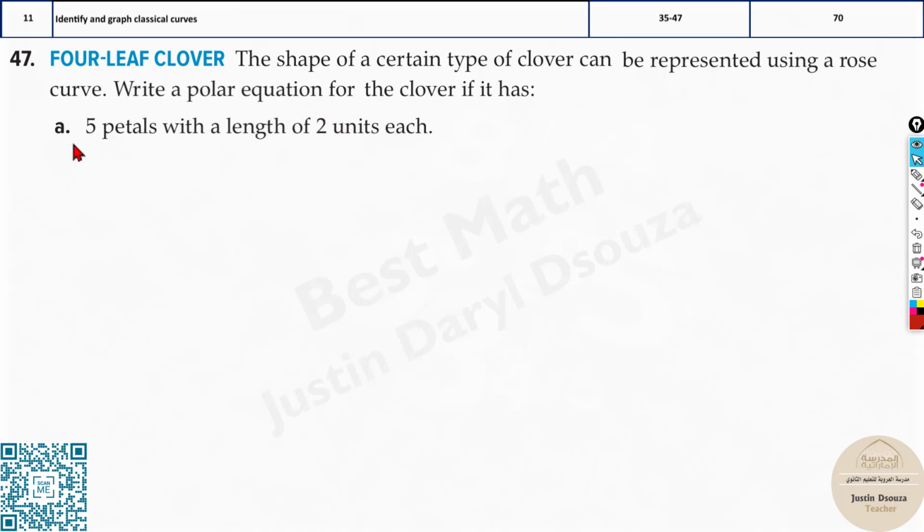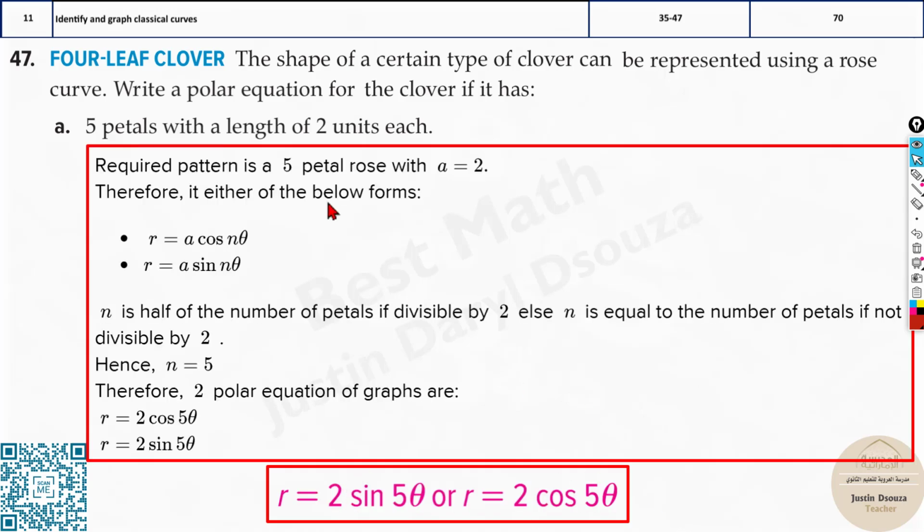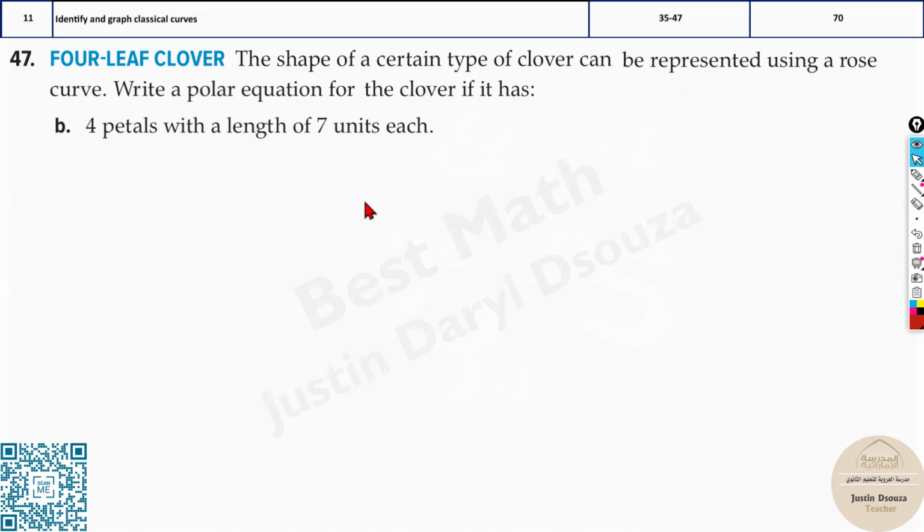Now a value is 2, petals are 5, it's an odd number, so it'll be 5 theta. So it's very simple, right? Now it will be either sine or cosine. We have done a similar one before. n is 5 theta. What is the length over here? a value is 2. Since it's not specified exactly which is touching the horizontal axis, we take both the answers. Now if it's 4 petals, here 4 petals means it is an even number.